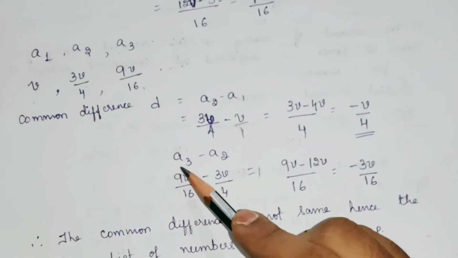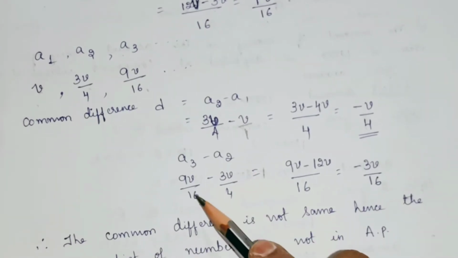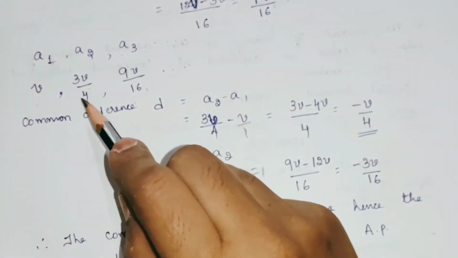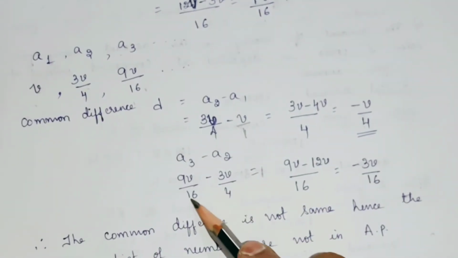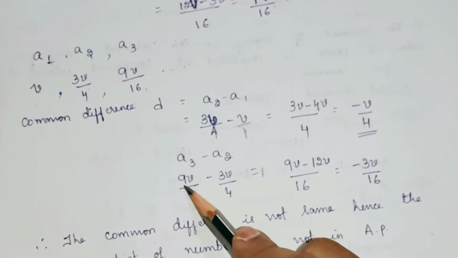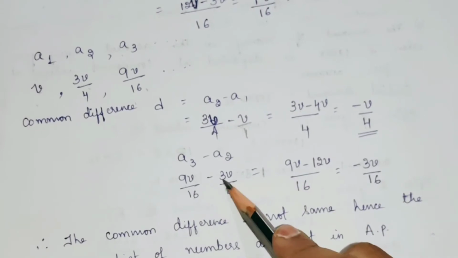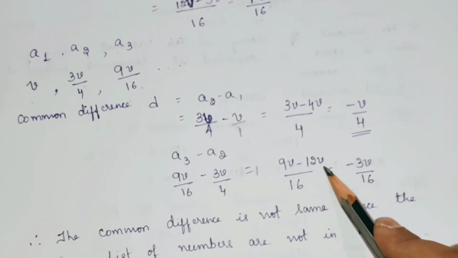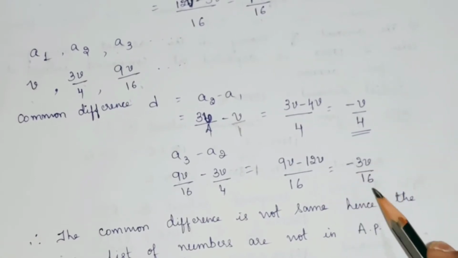Same way, you can subtract third term minus second term. Here the third term is 9v by 16 and the second term is 3v minus 4. Here again the LCM is 16. Here multiply 9 by 1 and 3 by 4. Then 9v minus 12v will give you minus 3v by 16.